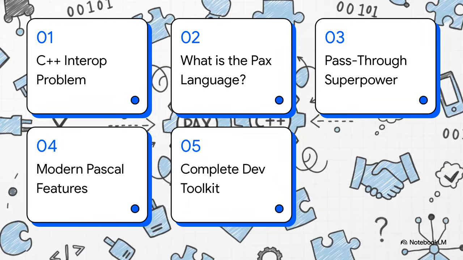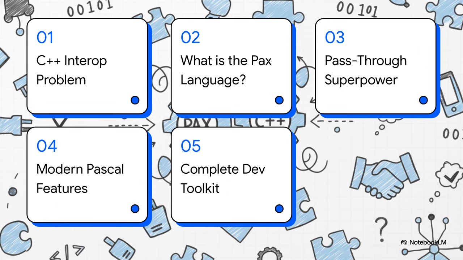So here's our game plan. First, we'll set the scene and talk about why using C++ libraries from other languages can be such a pain. Then, we'll properly introduce Pax and dive into its pass-through superpower. After we see that in action, we'll explore some of its other modern features and wrap things up by looking at the developer tools. Sound good?